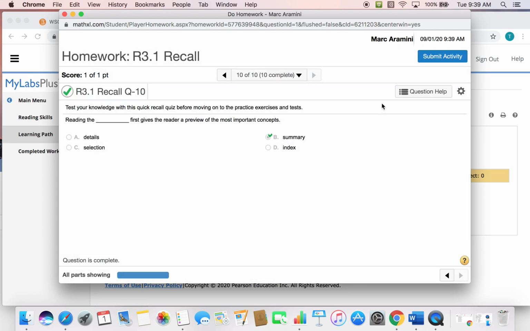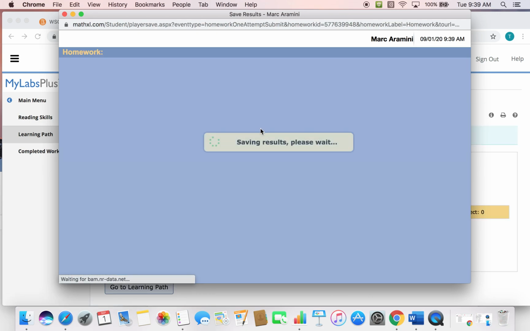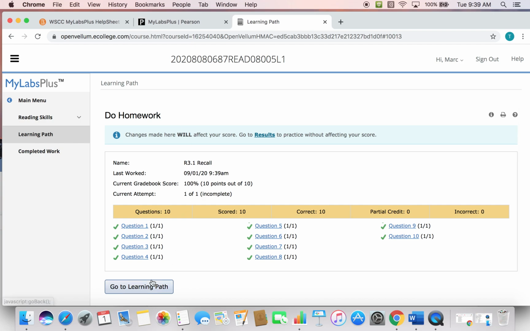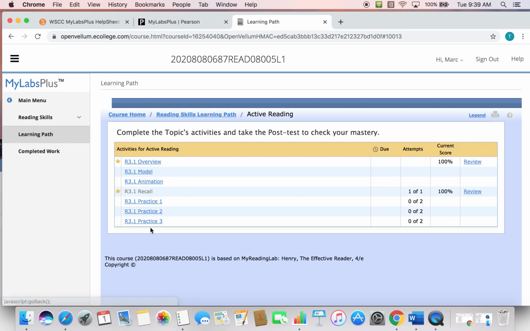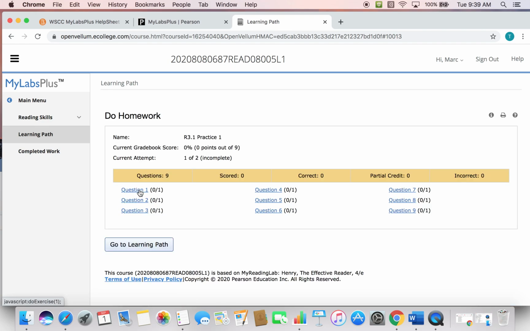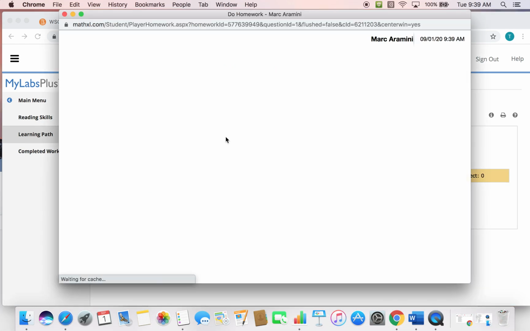Okay, so we submit the activity. You always have to submit it for it to count. All right, we're going to go through 2 of the next ones. We go back to the learning path. We're going to go through practice 1 and 2 very quickly here, but I am going to try to give you enough reasoning to understand why.